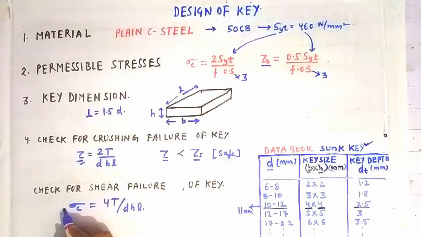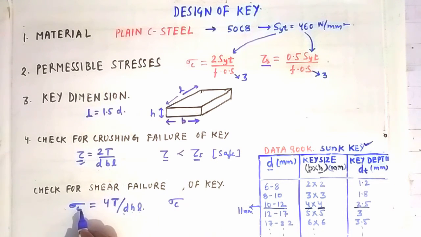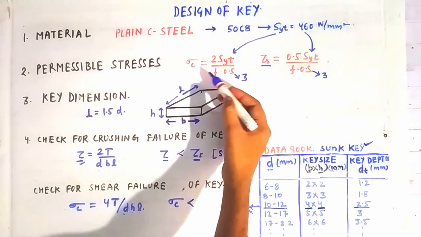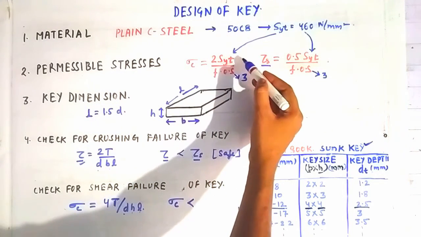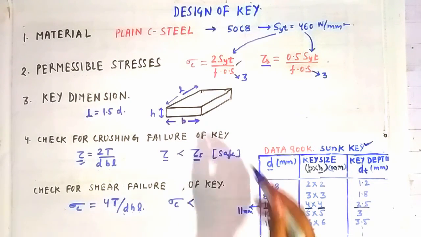Similarly, you have to calculate the crushing stress induced in the key, given by this formula, where T is the torque acting on the shaft. Then you can get the crushing stress by using the dimensions of the key d, h, l and the torque acting on the shaft. And after that you have to compare this value of crushing stress induced in the key with the permissible crushing stress for the key material from the above data, that is from step number 2.